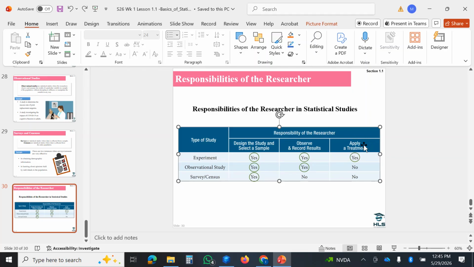Applying a treatment. Remember that treatment? What did we tweak? Holy, there's helicopters and trucks and ambulances and lawnmowers going on. Apologies there for the sound quality. But applying a treatment, what did we tweak to the experiment? That only applies to the experiment. There is no tweaking. Okay, in survey census, we're just asking questions. Observational study there, you're just watching, observing, and taking notes.